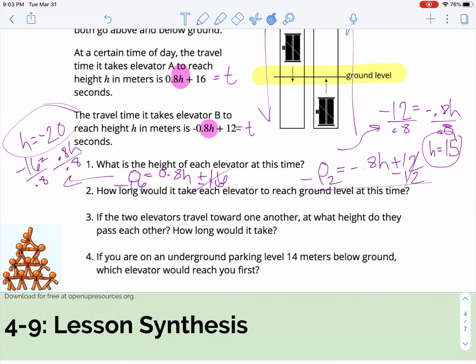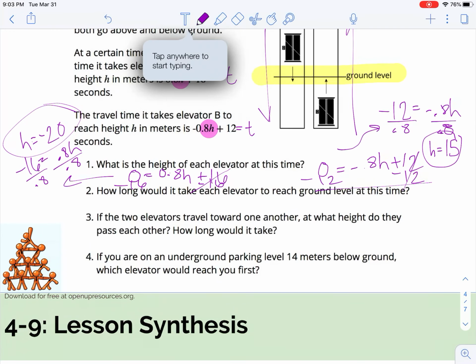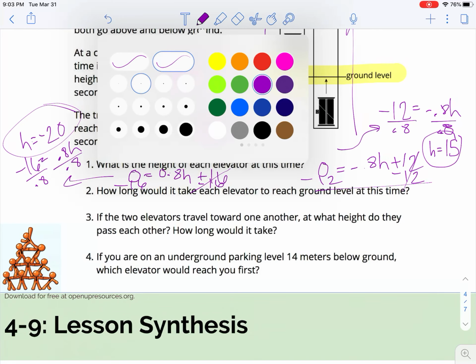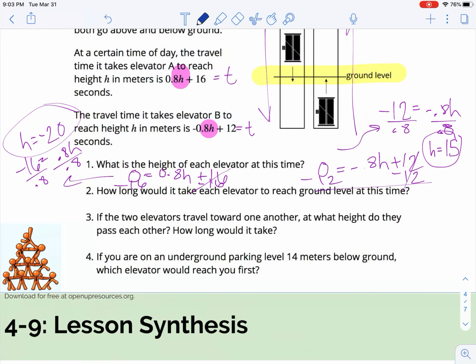In the second question, it wants to know how long would it take each elevator to reach ground level at this time. So now they're telling you to solve for t, because it wants to know how long it would take each elevator to reach the ground level at the time that they are giving you. So you're going to set your height equal to 0.